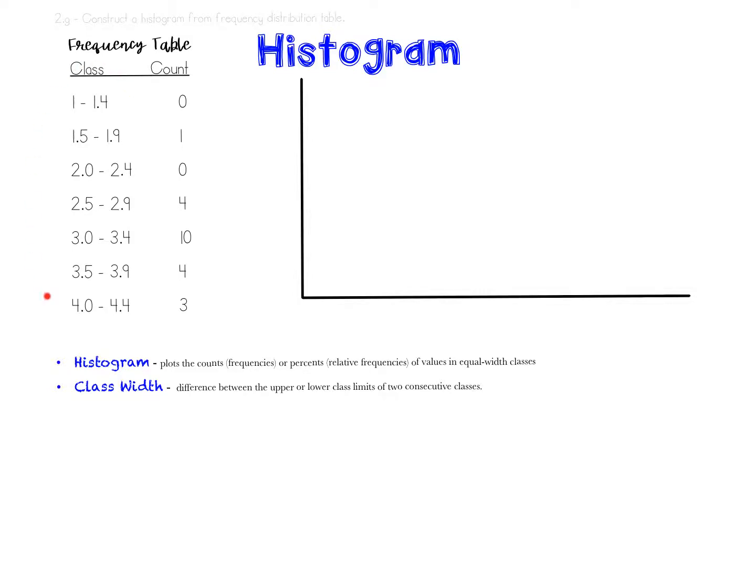So the GPA is going to go on the x-axis. And I set up my intervals. So this would represent 0 to 0.5, 0.5 to 0.9, 1 to 1.4, 1.5 to 1.9. And so we're working through that way. So now I just need to create my frequency. So when I look at this, 10 is the highest. So my y-axis has to go up to 10, but no higher than that.